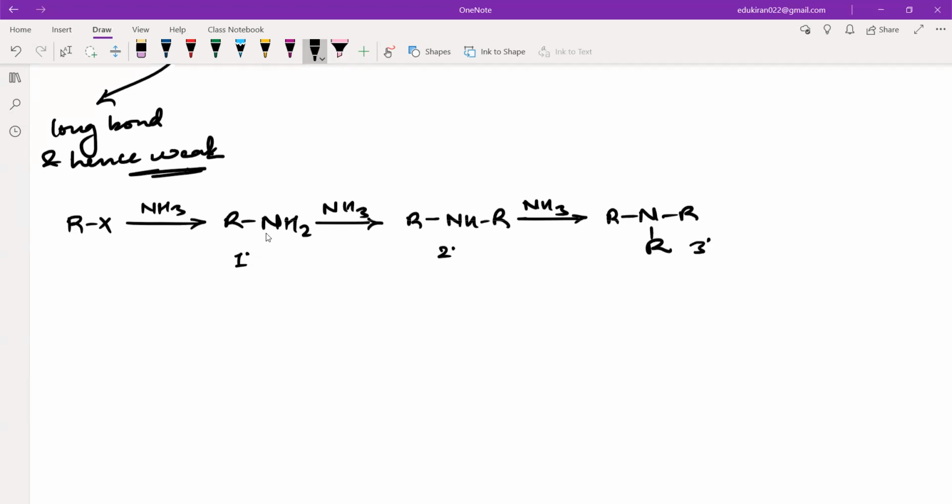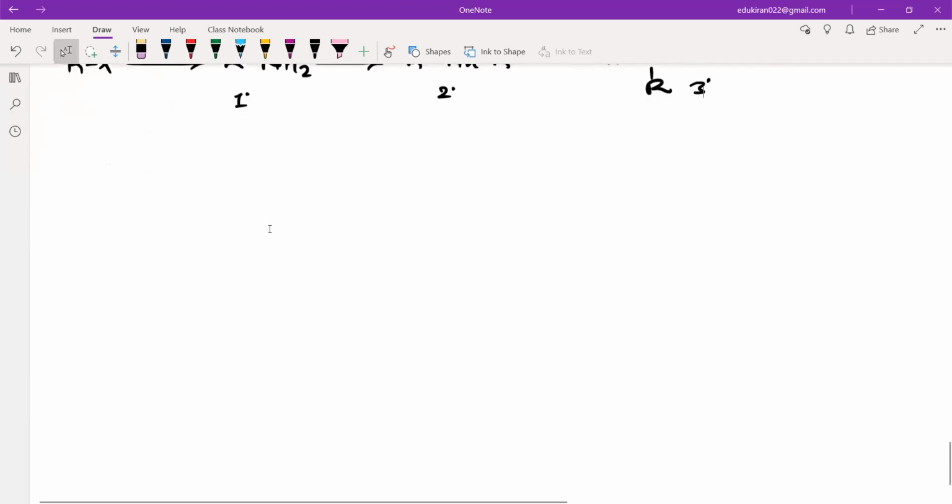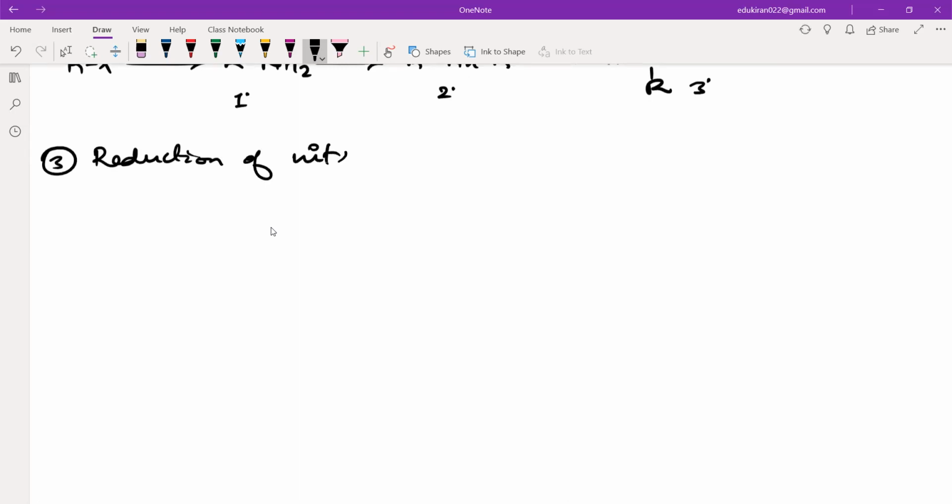Is that clear? Yes or no? Yes, sir. Okay. Next is reduction of nitriles. This is the third method of preparation, reduction of nitriles. Now, in reduction of nitriles, you can use a reducing agent.